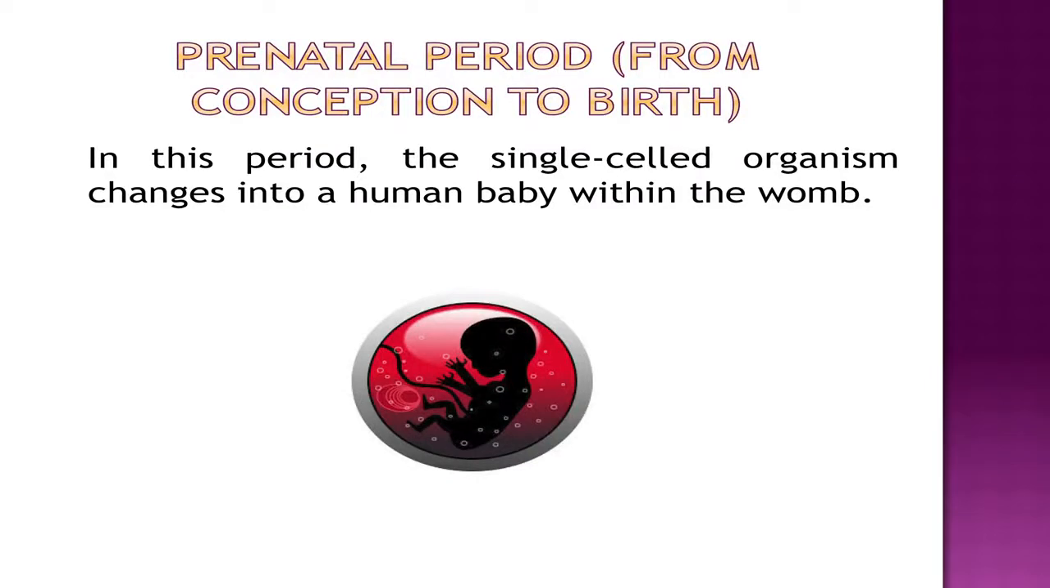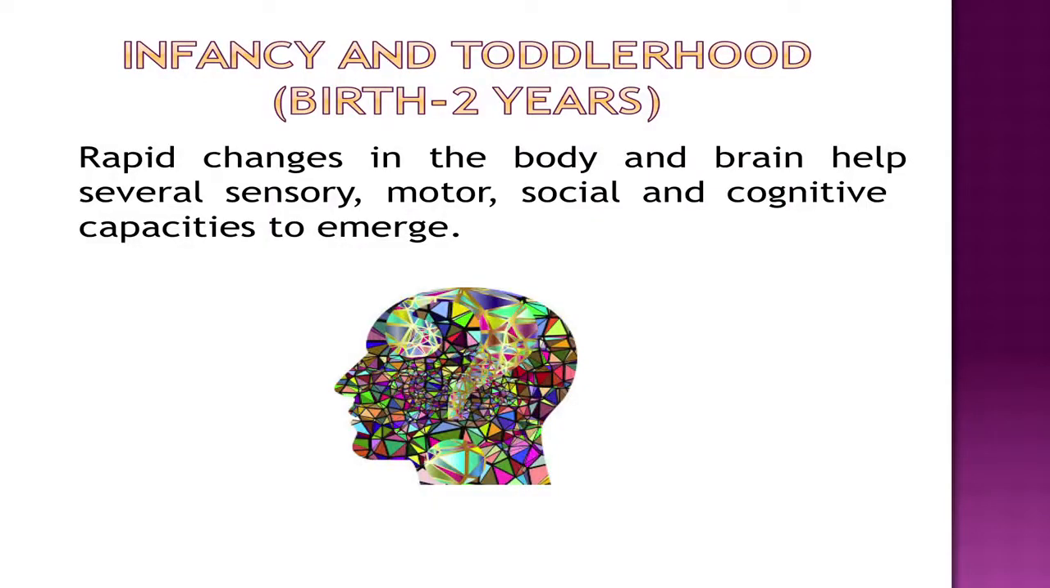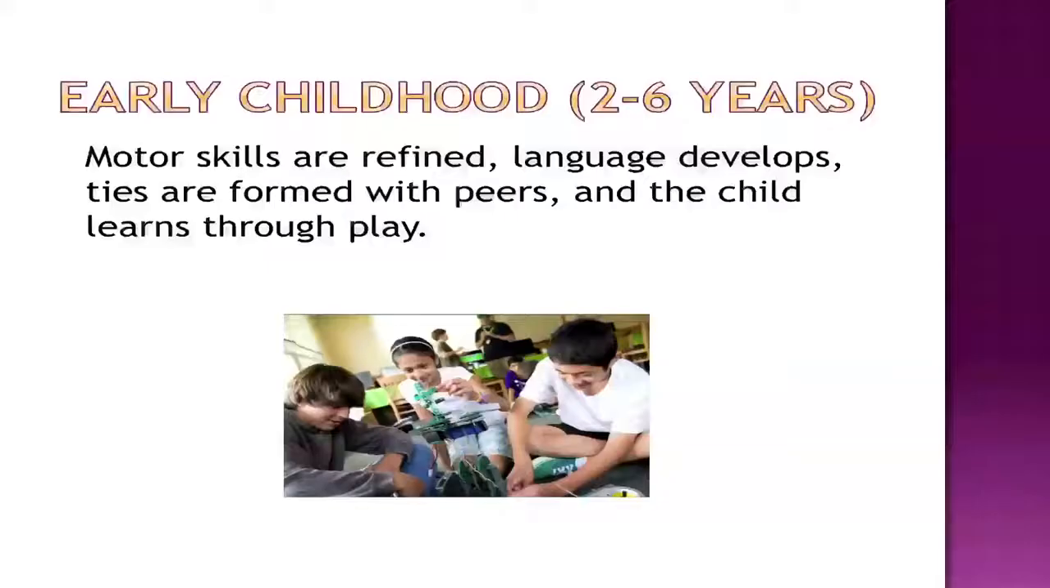First, prenatal period, that is from conception to birth. In this period, the single-celled organism changes into a human baby within the womb. Second, infancy and toddlerhood, that is from birth up to 2 years. Rapid changes in the body and brain help several sensory, motor, social, cognitive capacities to emerge during this stage. Then the next is early childhood, that is from 2 to 6 years. In this stage, motor skills are refined, language develops, ties are formed with peers and the child learns through play.